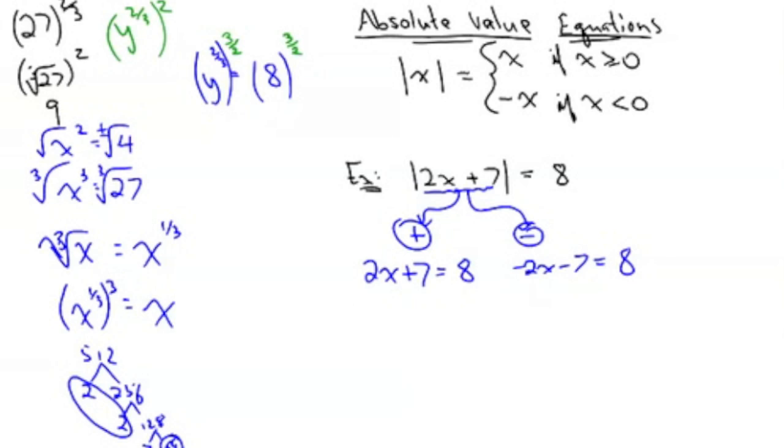Solve both equations. Subtract 7 and you get 2x is equal to 1. Divide by 2 and you get x is equal to one half. That's the answer I generally get from 20% of the class, and they forget the other half. So if you come over here, add 7 across, you get negative 2x is equal to 15, and x is equal to some ugly negative 15 over 2.